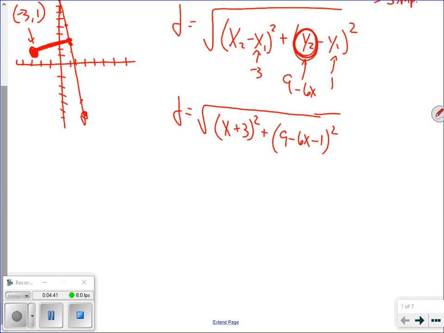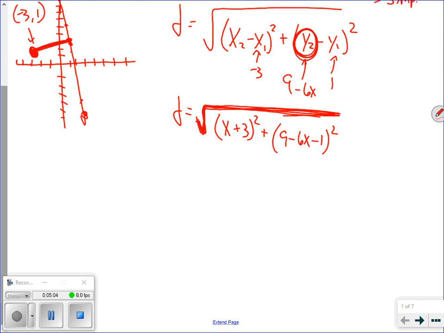Now we got to simplify it. And I'm going to teach you a little trick with this one right here. If I take the derivative, the whole thing is a big chain. We got the square root on the outside. If I take the derivative and do chain rule, I'm going to end up having this exact same quantity raised to a negative 1/2 power.